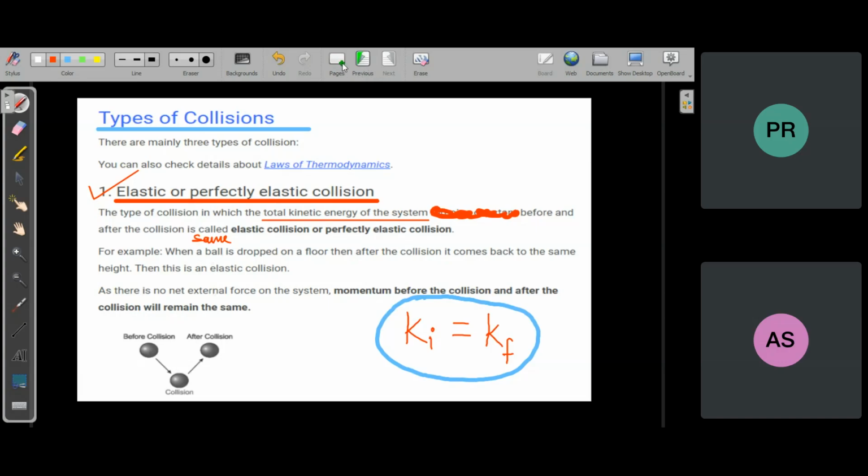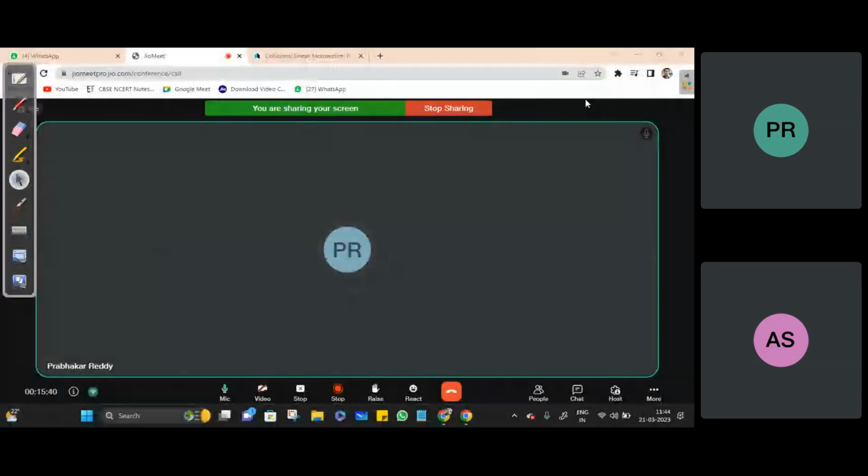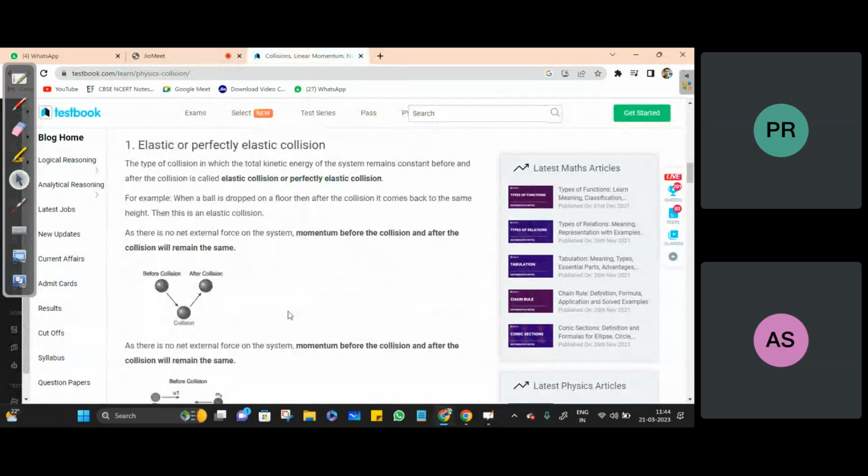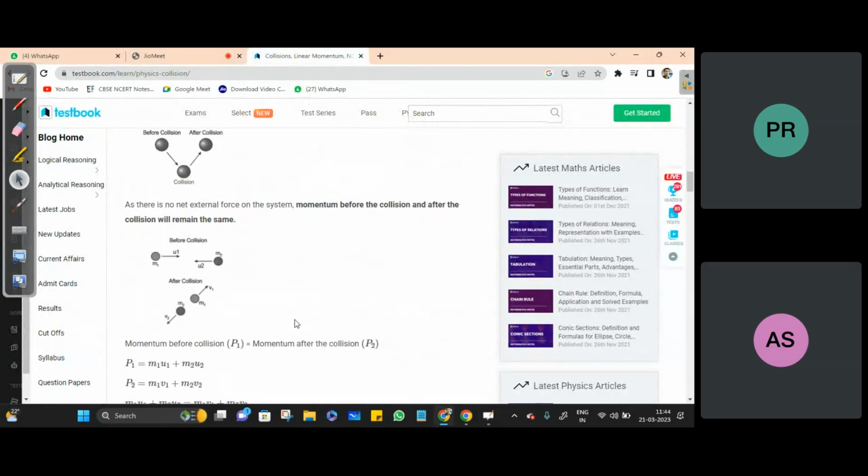What about conservation of momentum? Momentum is always conserved. It is not just before and just after, it is also during the collision. Are you getting?